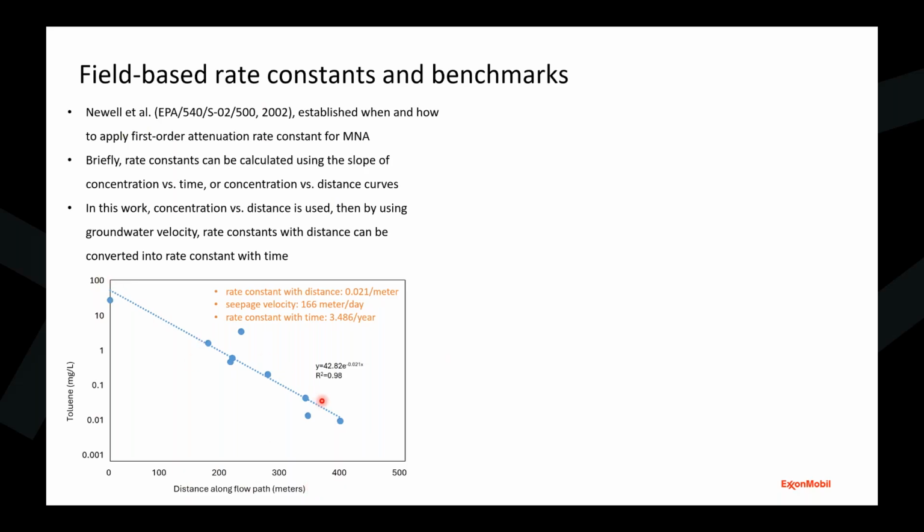And you can see the regression, and as mentioned before, the slope of the regression gives us the rate constant with distance, which is 0.02 per meter. And then we also know that the groundwater velocity is about 166 meters per day. Using these two, we can convert into a rate constant with time of about 3.5 per year.